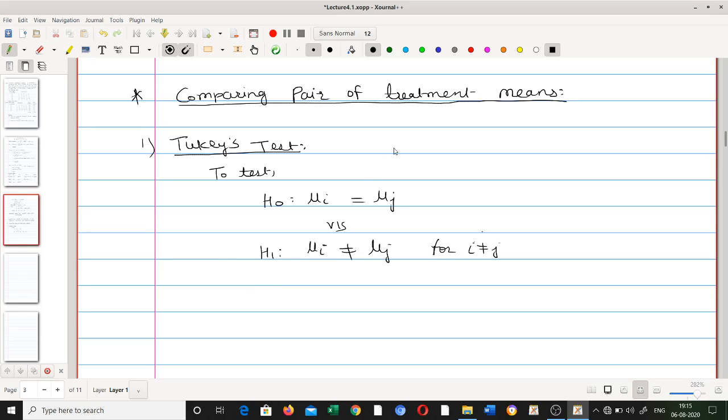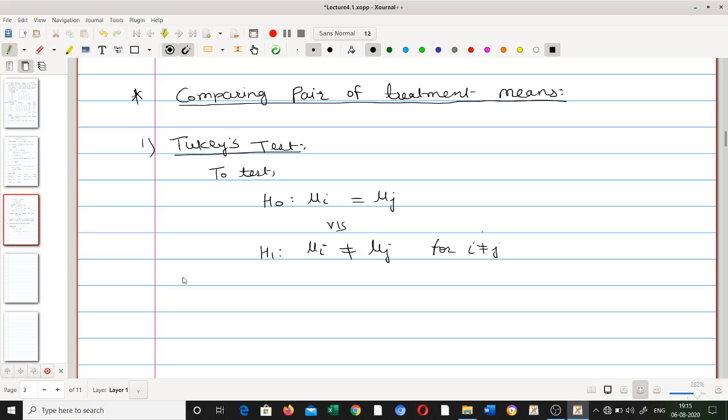Suppose in the last example we reject the H naught in ANOVA, meaning at least two treatment means differ significantly, and we want to check now pairwise comparisons. There were 5 treatments in the last example. Now we want to know whether there is a significant difference between mu1 and mu2, mu1 and mu3, mu1 and mu4, mu1 and mu5, and so on. In that case there are 10 pairs. So we want to compare these pairwise treatment means.